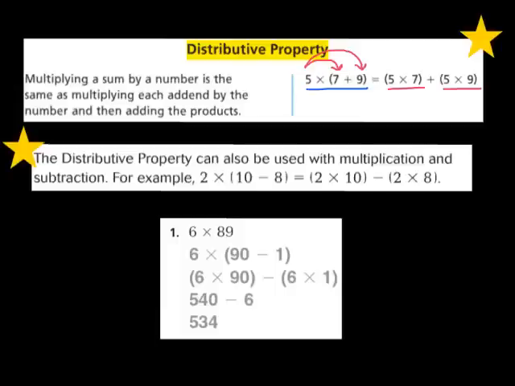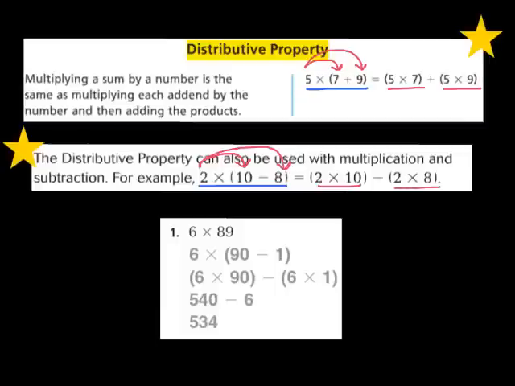Now, I can also use the distributive property with multiplication and subtraction. For example, 2 times (10 minus 8) equals, now once again I'm going to draw my arrows, 2 times 10 minus 2 times 8.